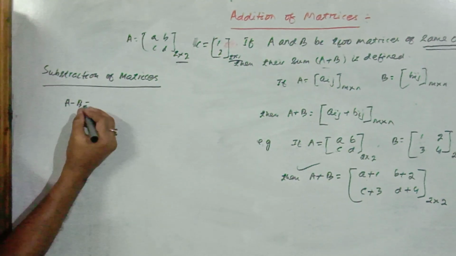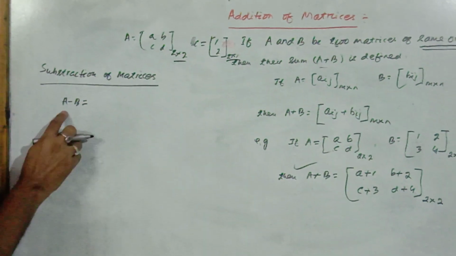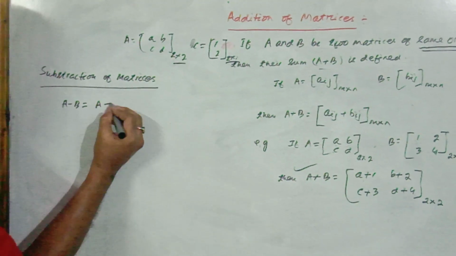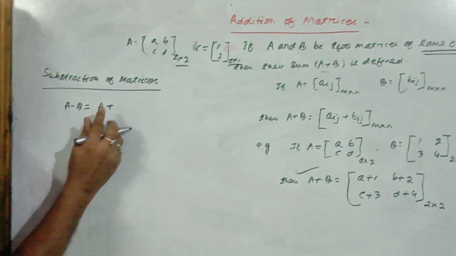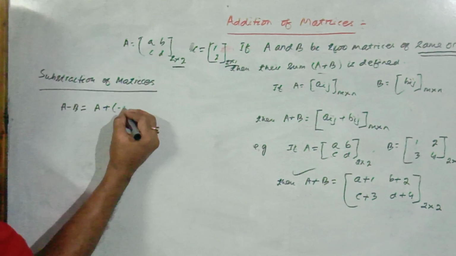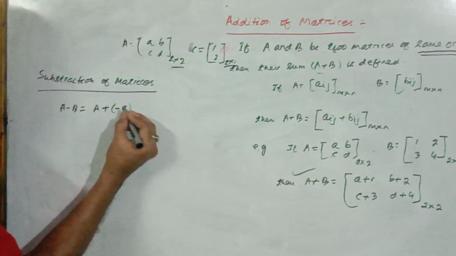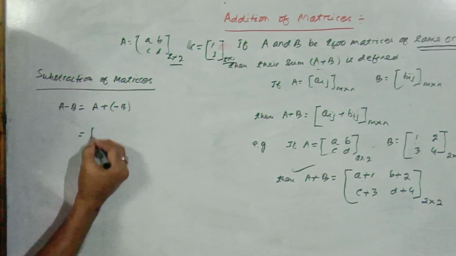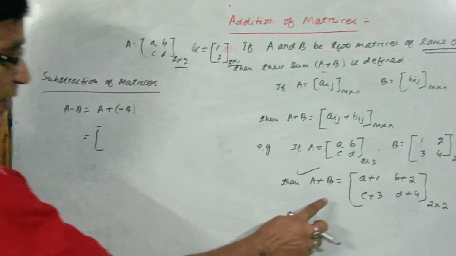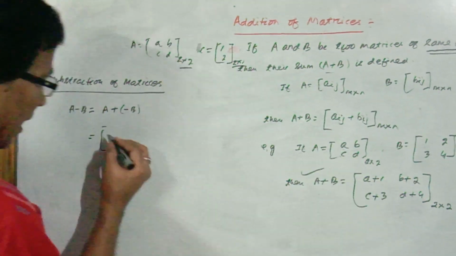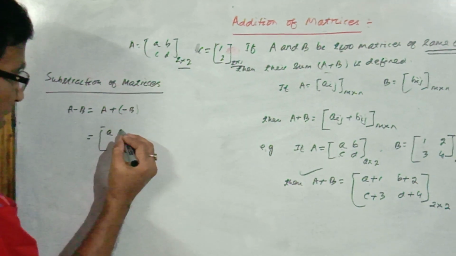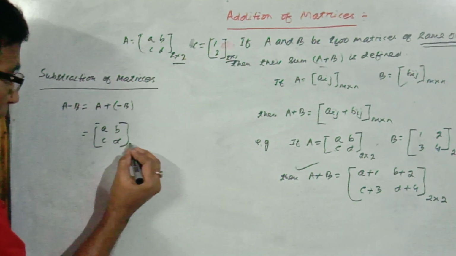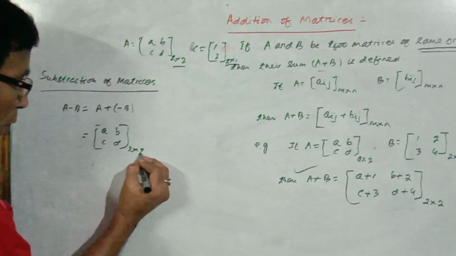So subtraction of two matrices A, B is A minus B. That can be defined in the form of addition. That means it is equal to A plus within bracket minus B. So what is A matrix? A matrix is equal to A, B, C, D of order 2 by 2.